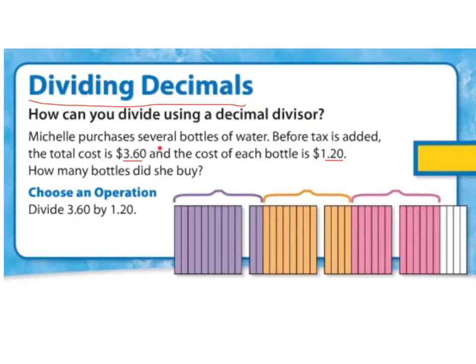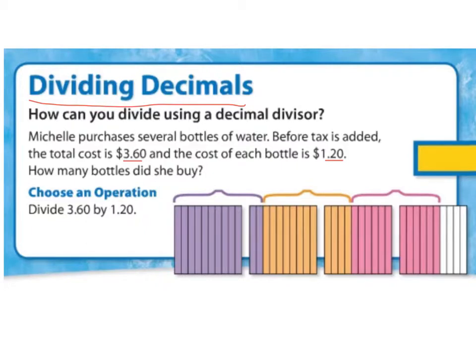Michelle purchases several bottles of water. Before tax is added, the total cost is $3.60, and the cost of each bottle is $1.20. How many bottles did she buy? Choose an operation. Divide $3.60 by $1.20. And now I'm thinking, how do I know to divide?